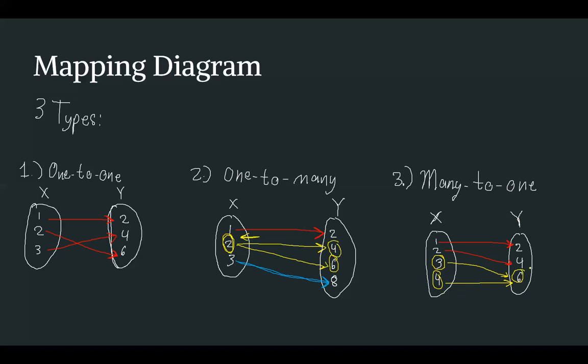So meaning this one is many because it involves more than one element to match to only one element here in set Y. So from here we have one, two, many elements. From here we have many elements since it consists of more than one element connected to this one element only.